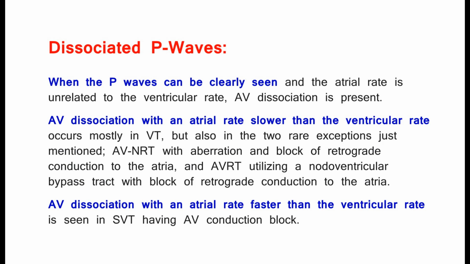AV dissociation with an atrial rate slower than the ventricular rate occurs mostly in VT, but also in the two rare exceptions just mentioned, AVNRT with aberration and block of retrograde conduction to the atria, and AVRT utilizing a nodoventricular bypass tract with block of retrograde conduction to the atria. AV dissociation with an atrial rate faster than the ventricular rate is seen in SVT having AV conduction block.